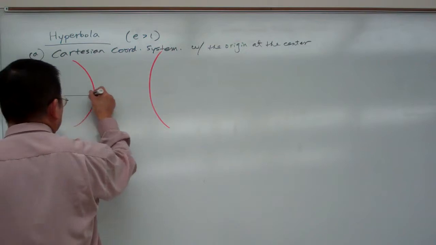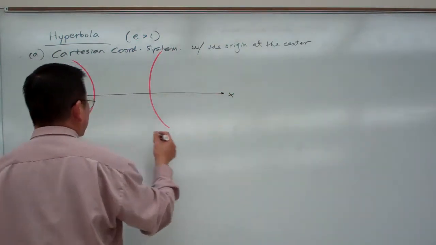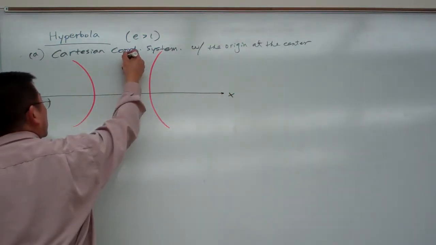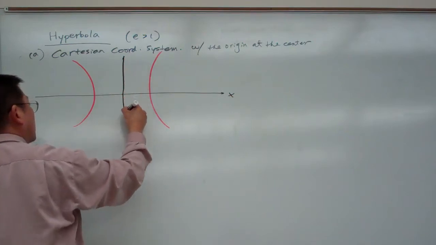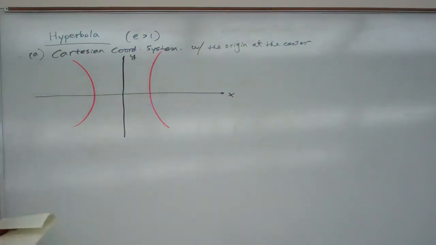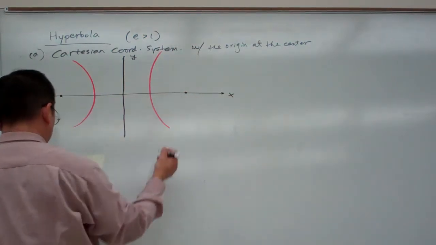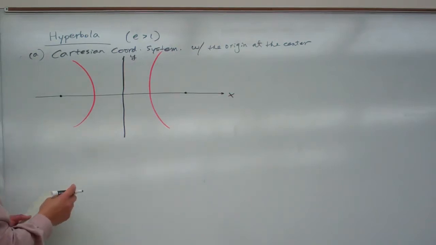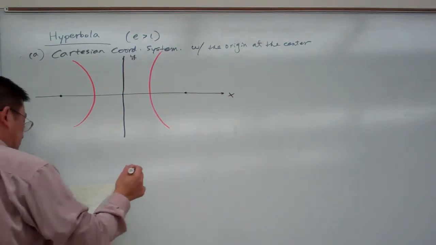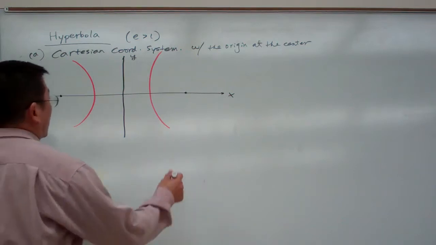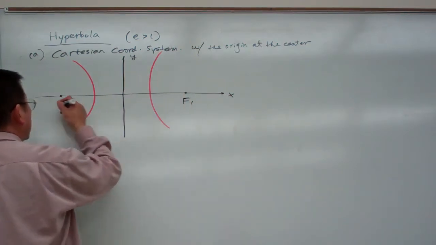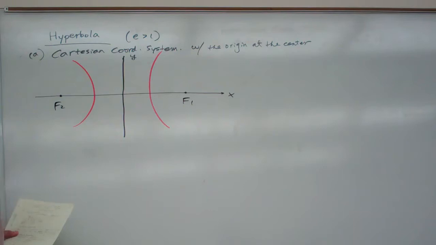So this is our Cartesian coordinate system x, and this is the center, and this is 1. So these are two branches, and these are the foci. Here is 1, 2.